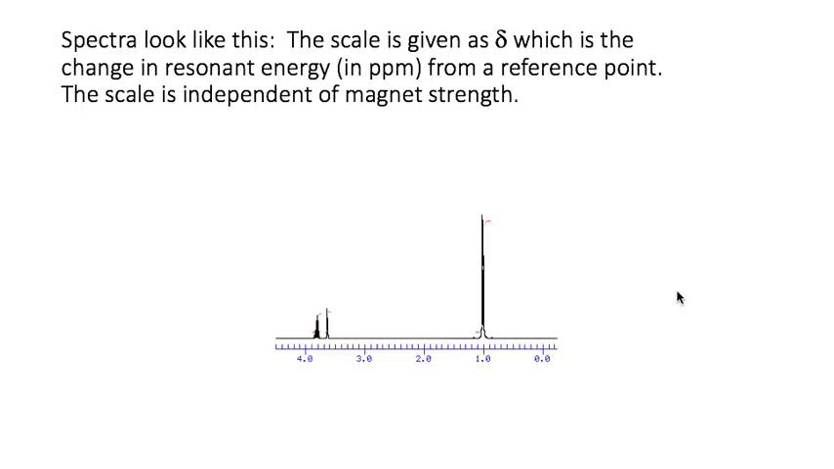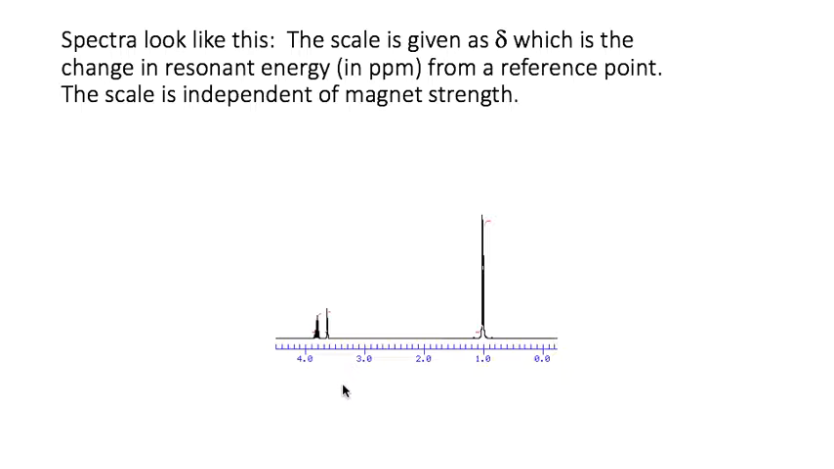be consistent no matter how big a magnetic field we're dealing with. These are going to be parts per million difference from the applied magnetic field in that. And how far are they off from a reference point? So when we have a really big magnet, we're still going to get the peaks at the same positions because of how we've defined the scale.